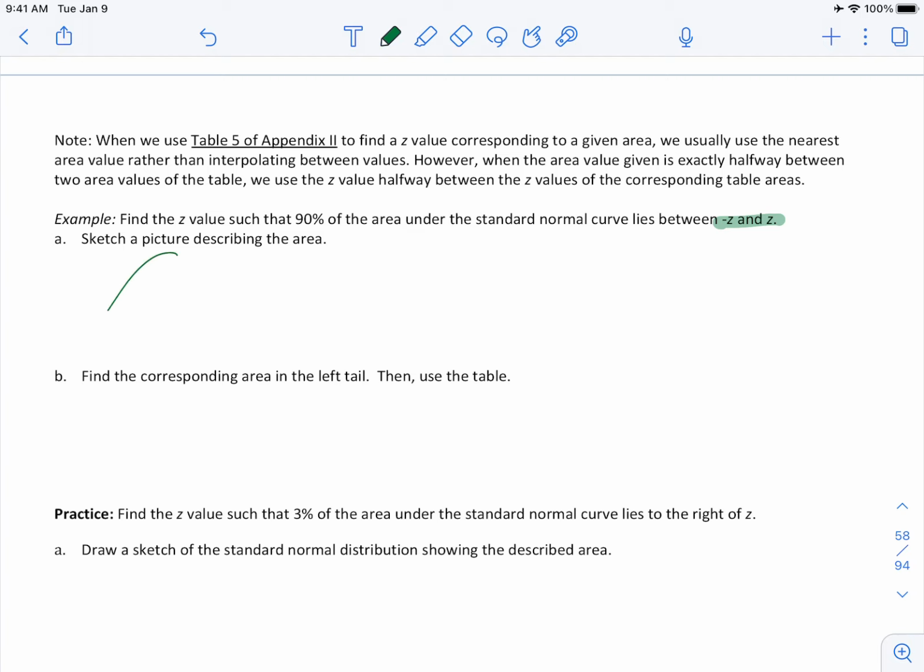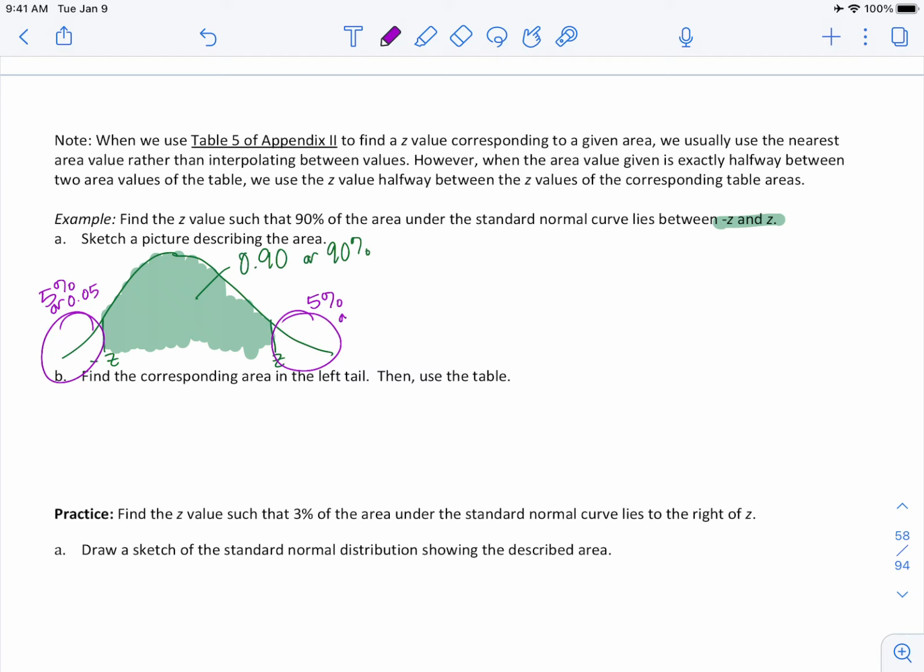So here's my curve. And here's negative z, here's positive z, and this part that's shaded represents 0.90 or 90% of the area. So what this means is on the outside of this, if there's 90% in the middle, that leaves me 10% left over. Or that means here and here, I have 5% or 0.05. Here also is 5% or 0.05, because that total under the curve has to be 1 or 100%.